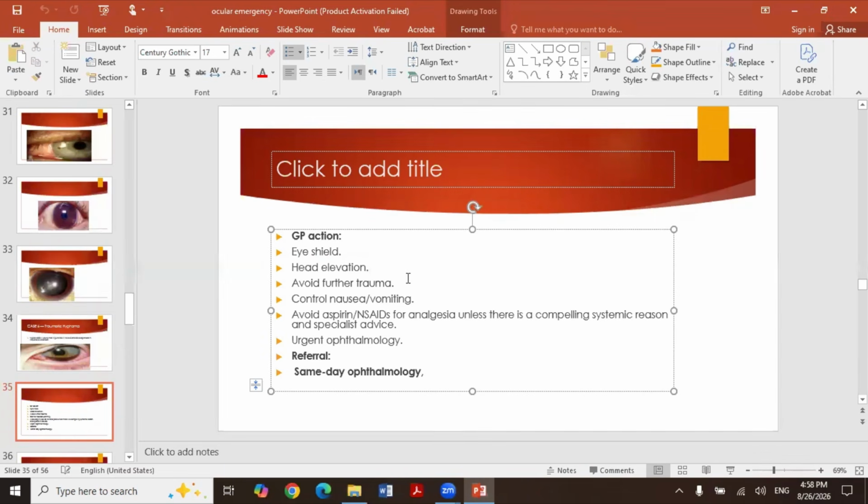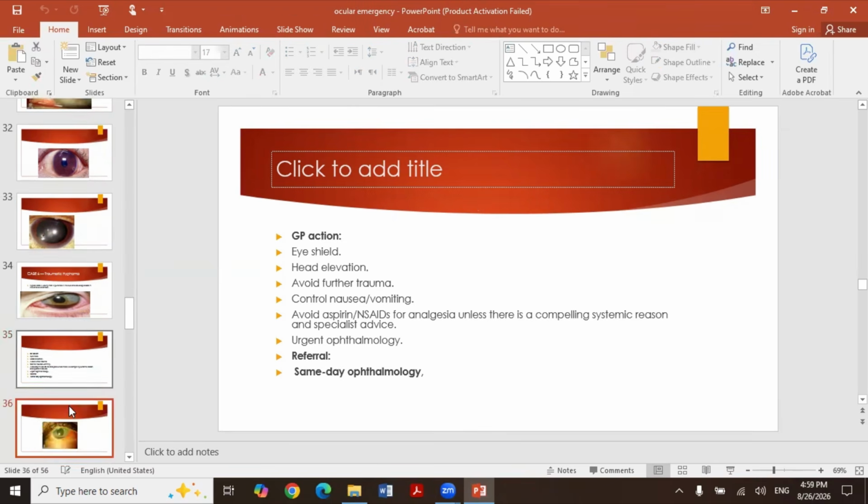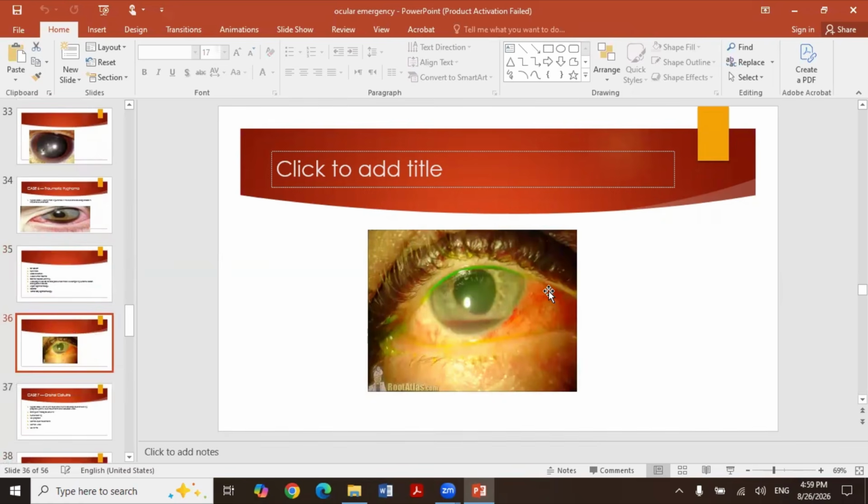Avoid any further trauma. Try to control the nausea and vomiting, and avoid any aspirin or non-steroidal anti-inflammatory drugs, especially for analgesia, because they increase bleeding, unless there is a compelling systemic reason and specialist advice. Urgent ophthalmology referral, and it's the same day. Here is another picture of hyphema, and this is grade 1.